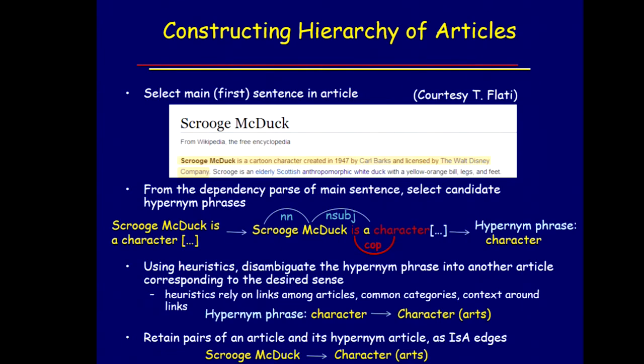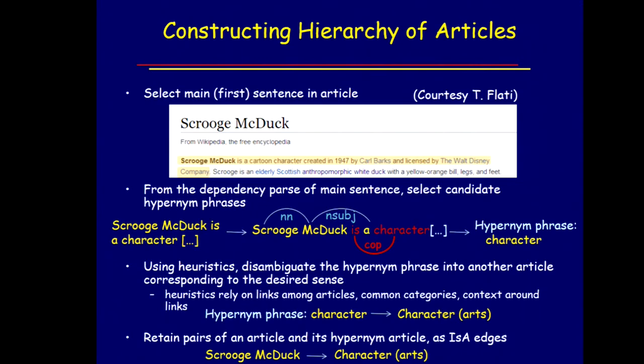If you're not that lucky, so if the character in that sentence is not hyperlinked in Wikipedia, instead of giving up, you can just try a bit more at least. And how can you try a bit more? Well, what you can do is, for example, look at the categories of Scrooge McDuck in Wikipedia.